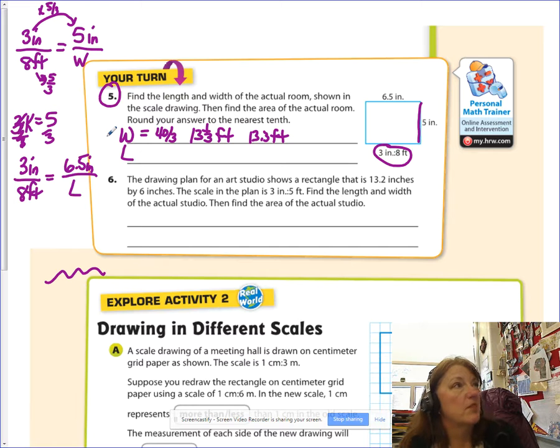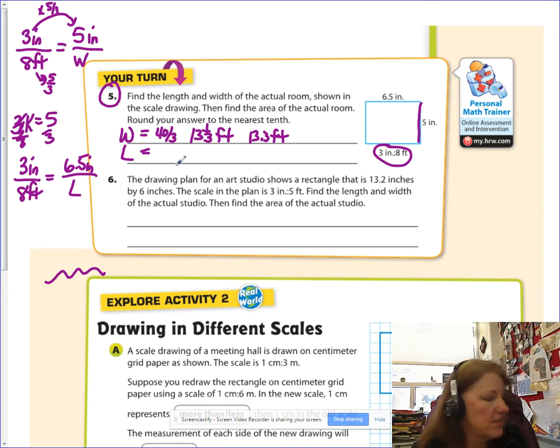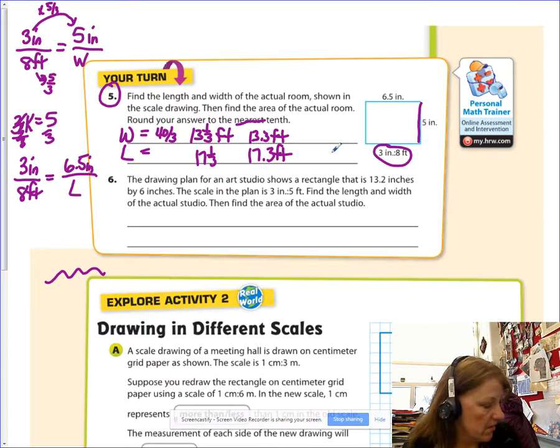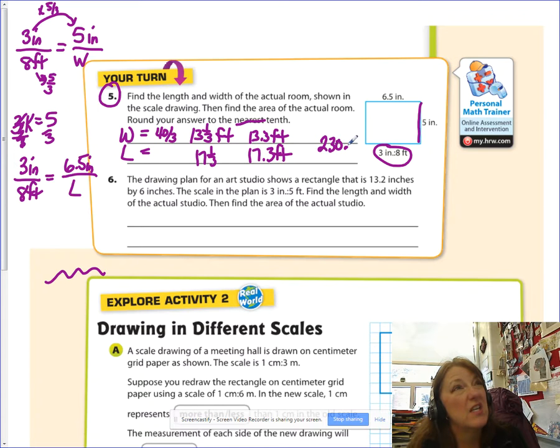I think you're going to end up with something like 17 1/3 here. 17 1/3, or 17.3 if we round it, because it said round it to the nearest tenth. Now you're not done because you need to find the area, for goodness sakes. So now I need you to take 13.3 times 17.3. Grab your calculator, because no one in their right mind is going to do that. Rounding that to the nearest tenth, you get about 230.1 square feet.